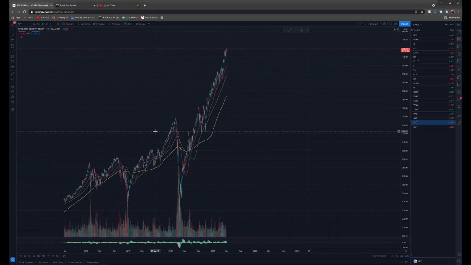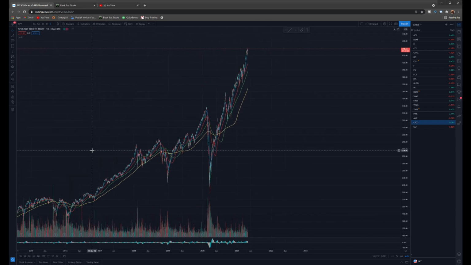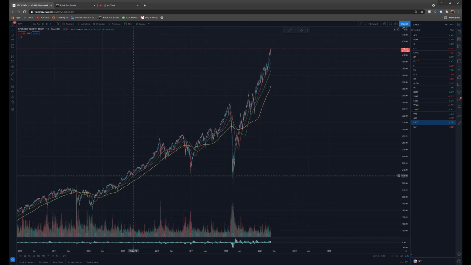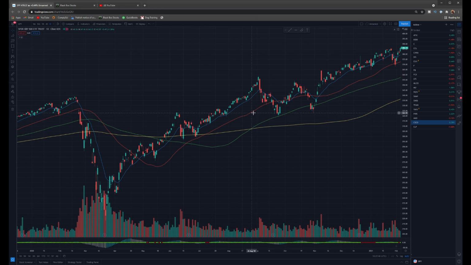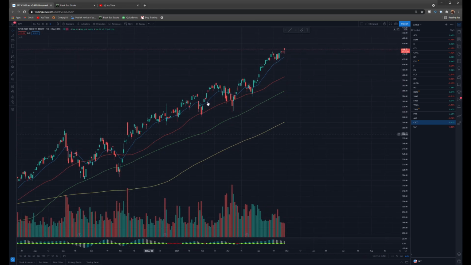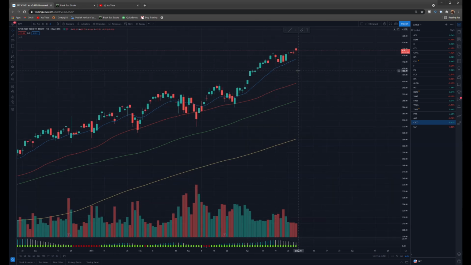But ever since then, besides that, if we zoom out even 10 years, the S&P 500 barely ever falls below the 200-day SMA. And even the 50-day SMA for the S&P 500 has been a very strong support. So I love to use SMAs and EMAs. Those are the ones that I run.